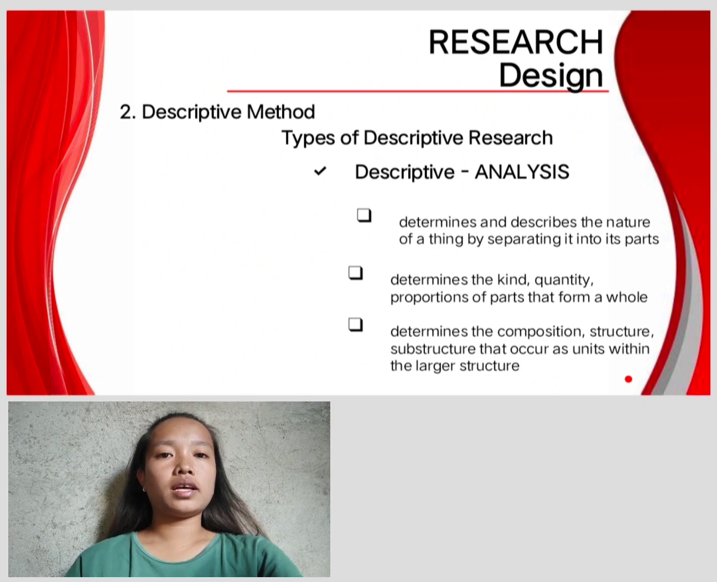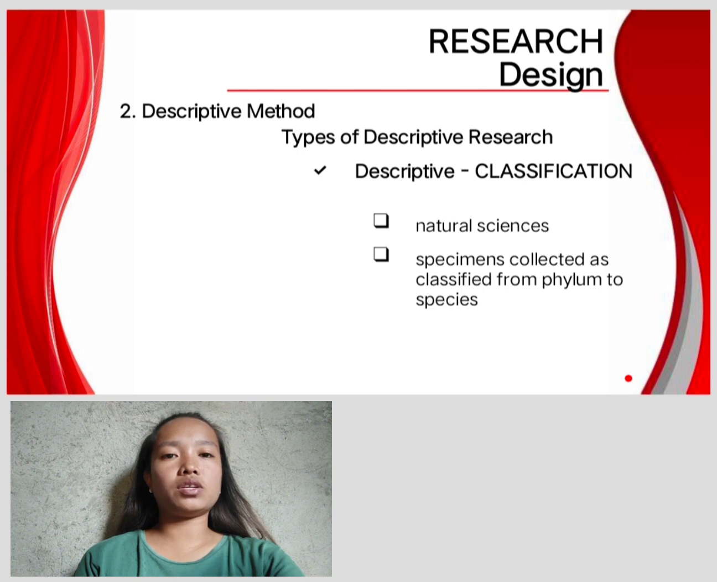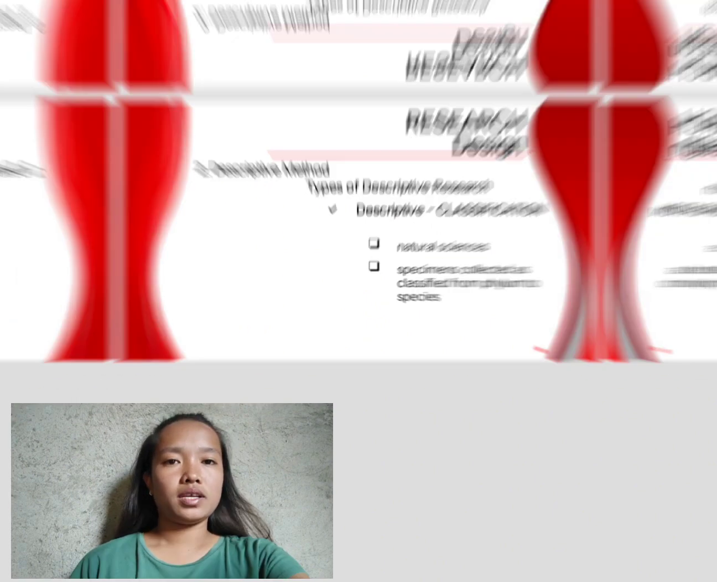Descriptive analysis determines and describes the nature of things by separating them into their parts. It determines the kind, quantity, and proportions of parts that form a whole. It determines the composition, structure, and substructures that occur as units within the larger structure. Descriptive classification: in the natural sciences, specimens are collected and classified from phylum to species.